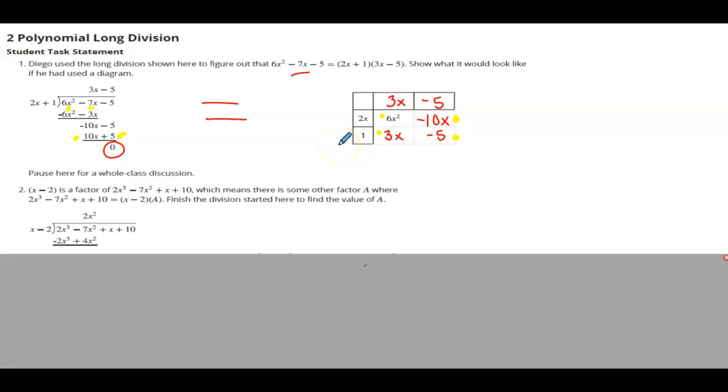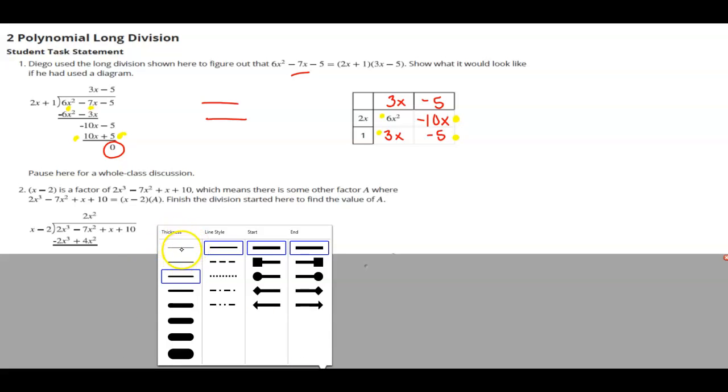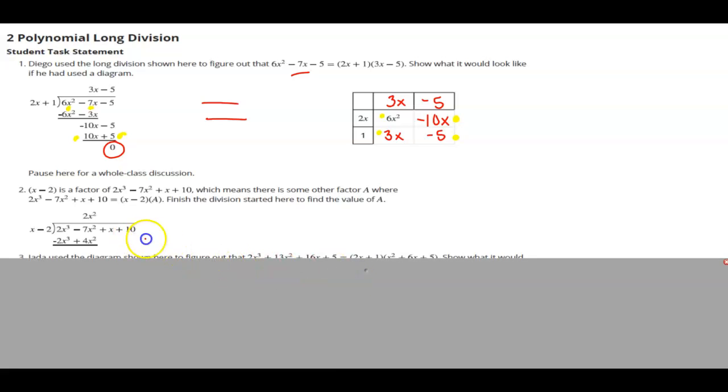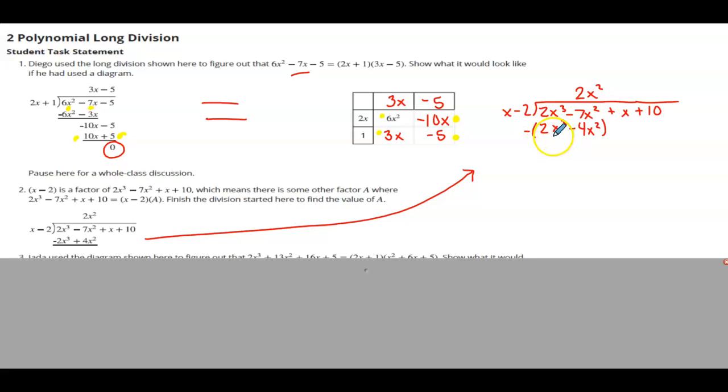Okay, and then down here it says x minus 2 is a factor of this. Remember, that means your remainder is 0. And it says then to finish the division started here. So let's take some time, and I'm going to finish the division that is started there. I don't think I have enough room over there, so I'm going to copy it over here. Okay, I went ahead and copied it down, but you'll notice that mine looks a little bit different, and I want to talk about why that happens.